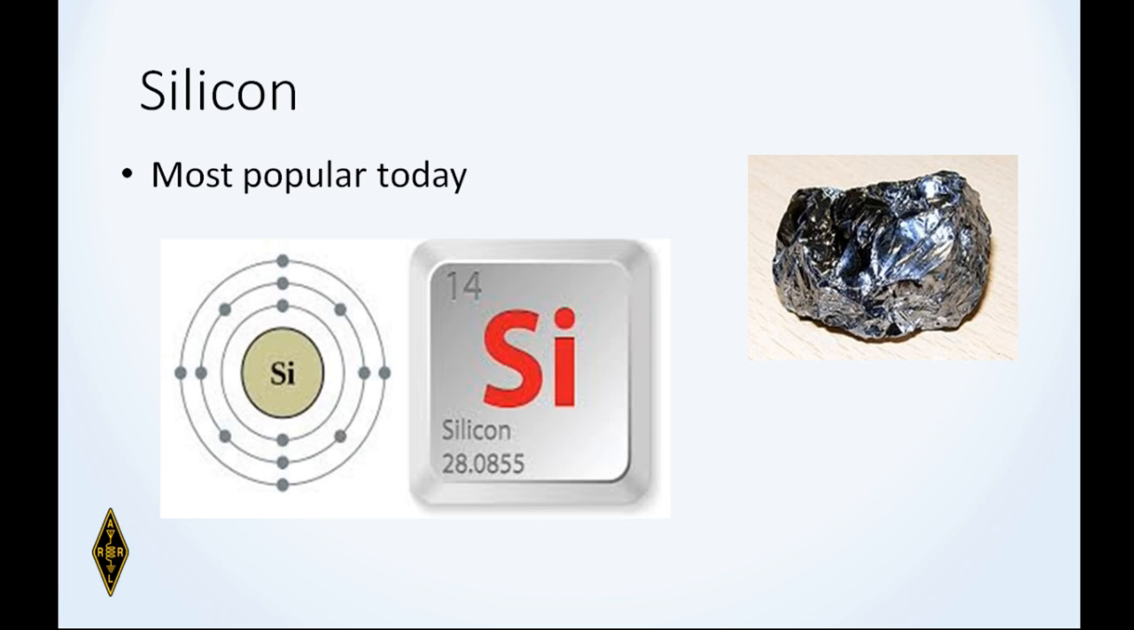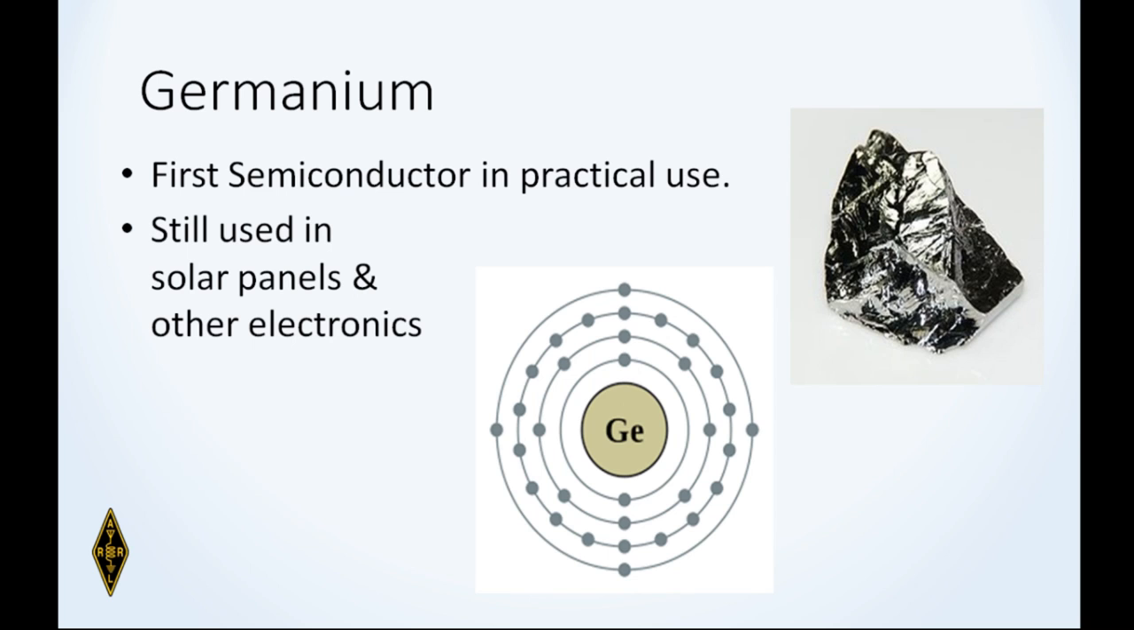Now, look on the right-hand side there. See what the silicon looks like? Let me go back. See what the germanium looks like? That metallic crystalline appearance, that's what a semiconductor will look like.